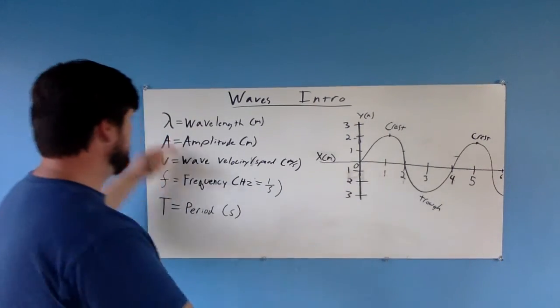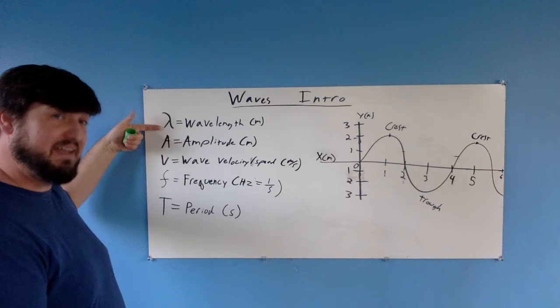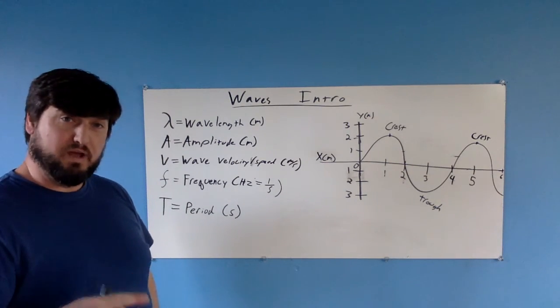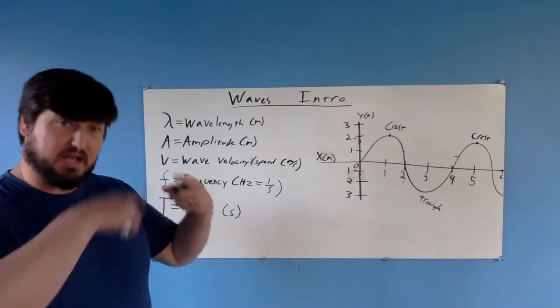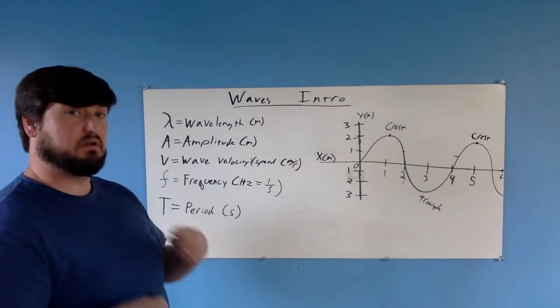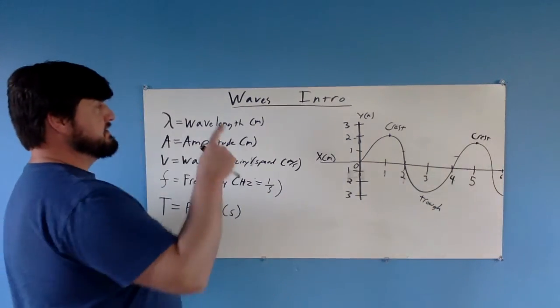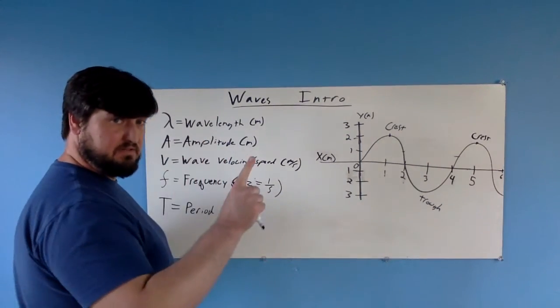First off, very first term up here, wavelength. What the heck does that mean? It's the length of one full wave. And what is one wave? It's an oscillation of some sort, a back and forth motion, like we talked about with our simple harmonic oscillators. So back and forth, back to the starting point.